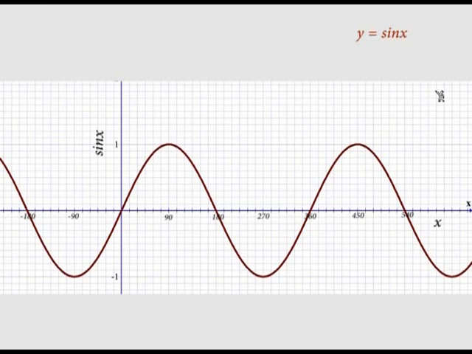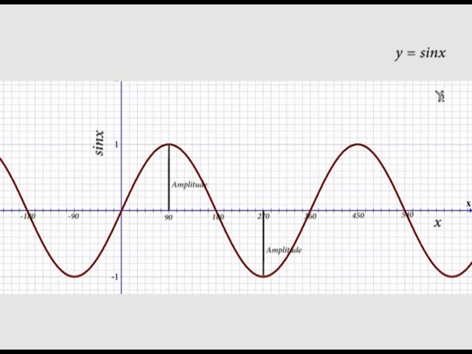This is a graph of the function y is equal to sine x, where x is the angle, which could be in degrees or radians. Just remember pi radians is equal to 180 degrees. The maximum or minimum value of the graph is called the amplitude. In this case, the amplitude is 1.